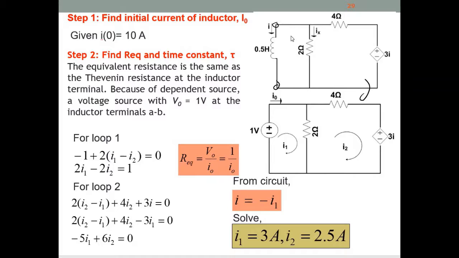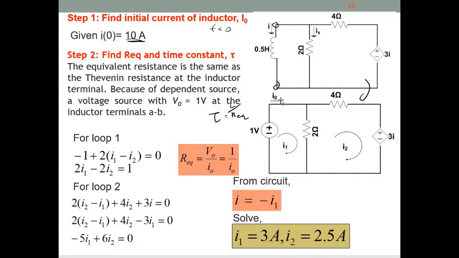This is the step to find tau, because this was already determined previously at t less than 0, since it's given in the question. Assume that the initial current is 10 ampere. So in order to find tau, we need to find R equivalent first, then L over R. To find R equivalent, we need to transform this circuit into Thevenin.